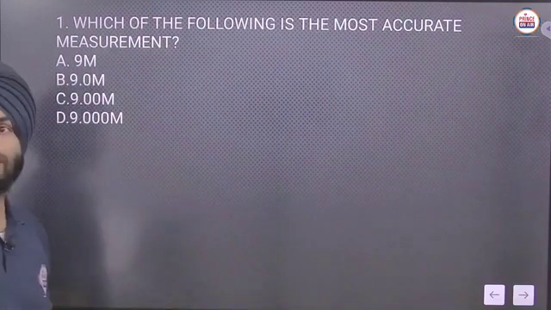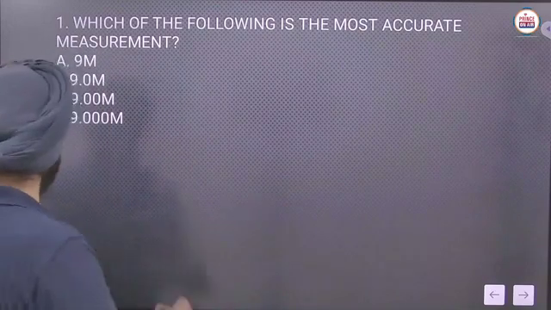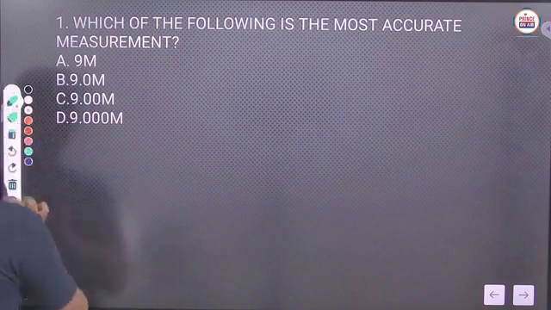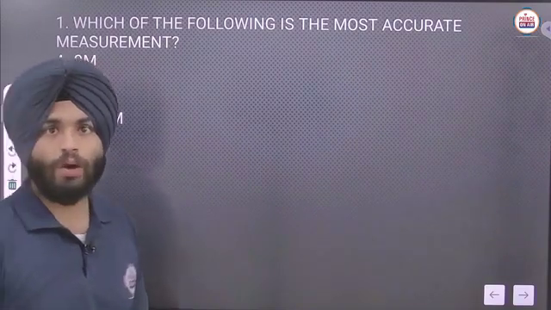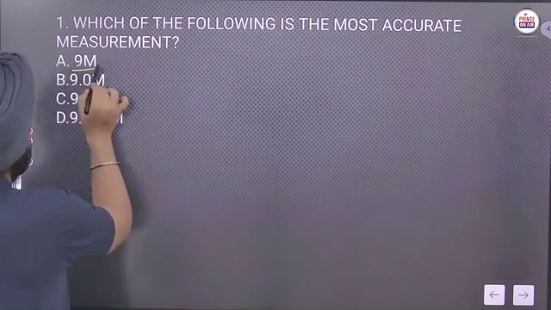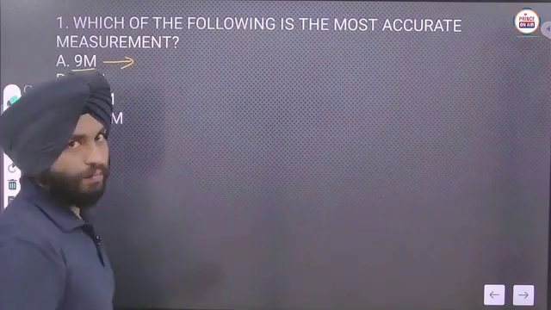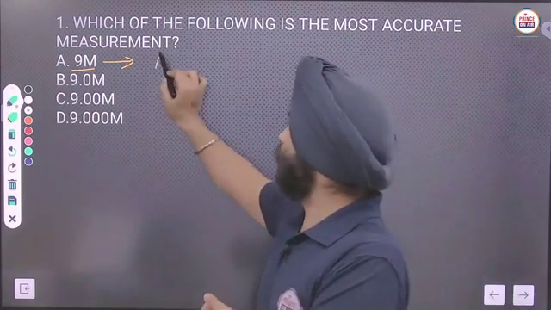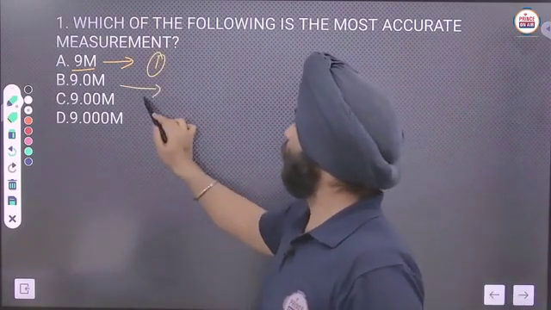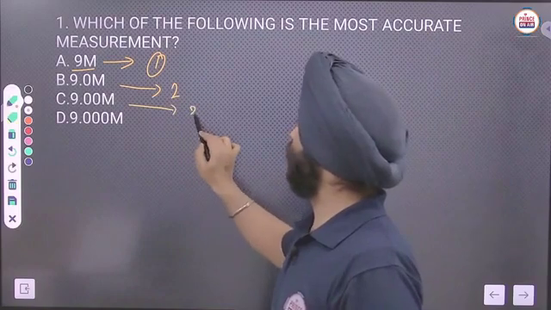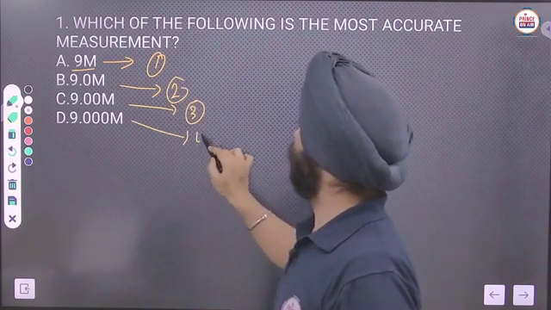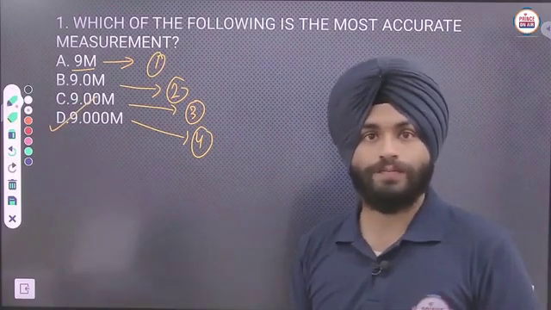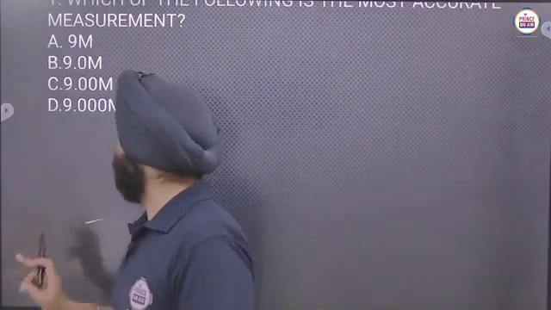Which of the following is the most accurate measurement? The value having more significant figures will be considered the more accurate value. Here the significant figures will come out to be 1, here 2, here 3, and here 4. So the accurate value is this, D. Okay, next.